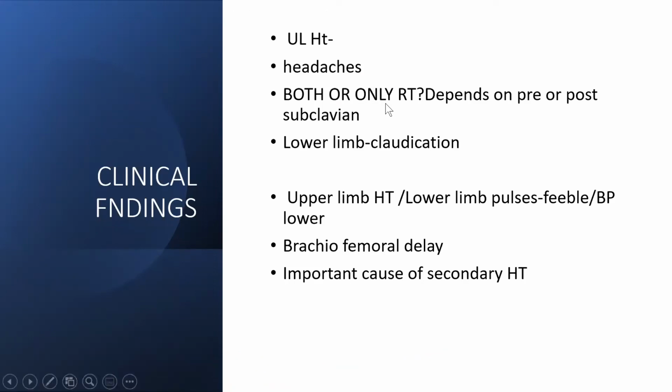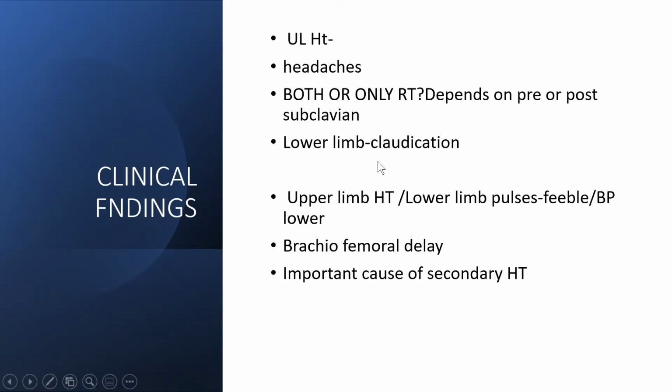Now, whether it is only on the right side or both, that depends on pre or post subclavian. Whether this hypertension is on both upper limbs or only on one upper limb depends upon whether the coarctation is pre-subclavian or post-subclavian. I told you most of the time it is post-subclavian. That is why in both upper limbs you get the same high blood pressure. But if you have a pre-subclavian coarctation, then what happens? The upper limb BP on the right side is high, but the left side is normal or low, right? So if you get that, then you make a diagnosis of pre-subclavian coarctation.